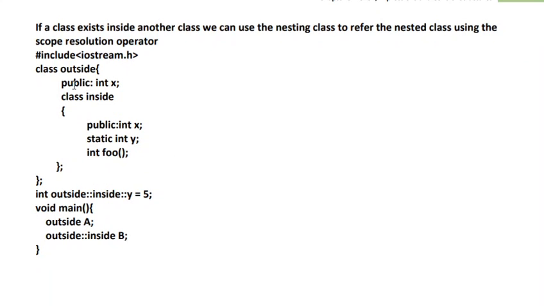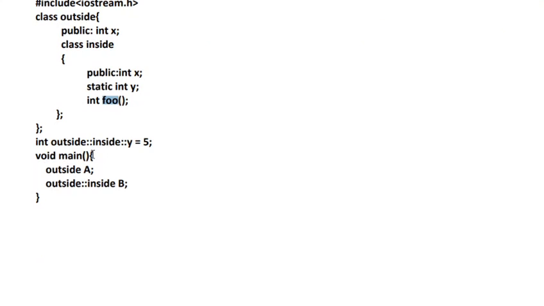Now just see here, we have a class named outside, which has a public member x, and we have a class named inside which has a public member x, a static member y, and a function foo. Here I have assigned a value 5 to variable y of class inside, which belongs to outside. That's the way it has to be written. Here y is a static integer variable of inside, which belongs to class outside, and since it's static, I've assigned the value 5.